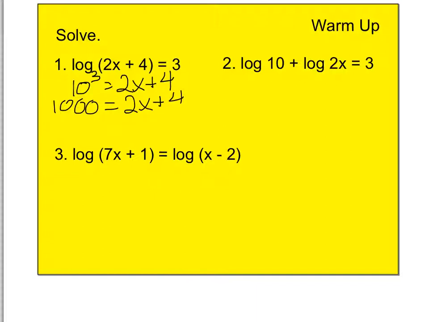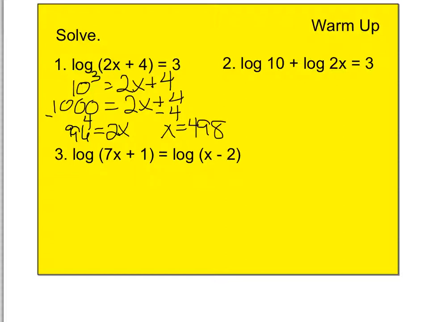Solve for x. Subtract 4. So you have 996 is equal to 2x. Divide 996 by 2. And x should have equaled 498.